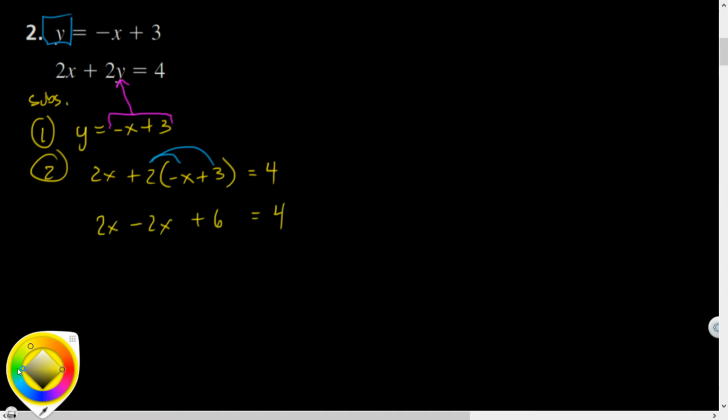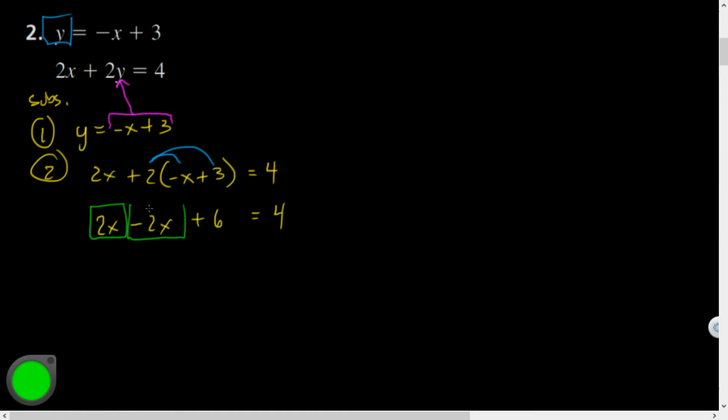Combine some like terms. Guys, I'm sad. These like terms, they fell in love, but it's kind of a Romeo and Juliet situation where they both die. That's sad. And I'm left with 6 equals 4. Not true. That's a false statement, right? 6 does not equal 4. So what is our conclusion?